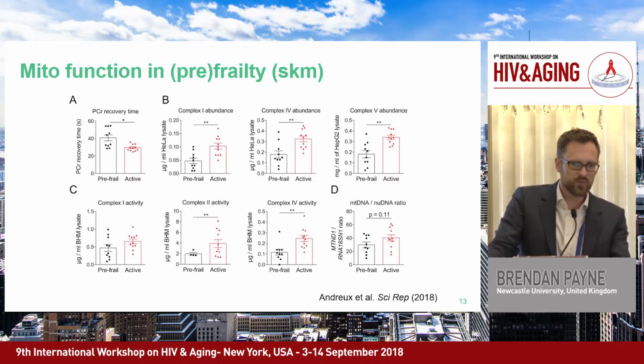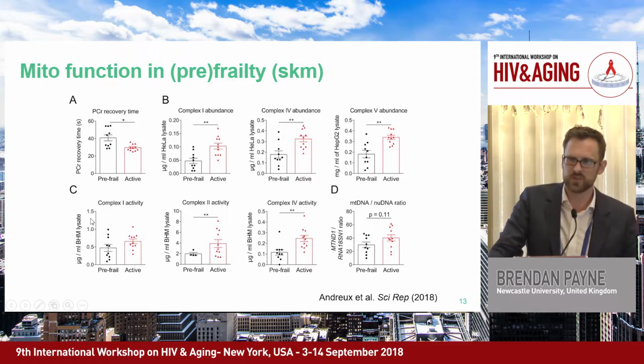So if you look at the top left, first of all, panel A, this is exactly what I've been talking about. This is the MRS, and you can see that it is slow to recover in the pre-frail group. The next several panels are all different mitochondrial proteins and enzyme activities measured in muscle biopsy, and essentially they all show the same thing, that it's also impaired.